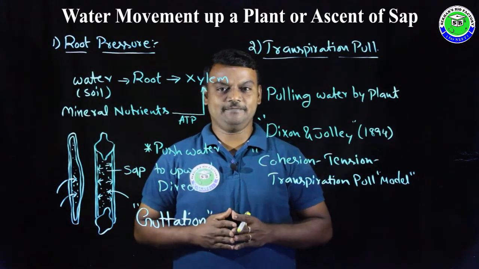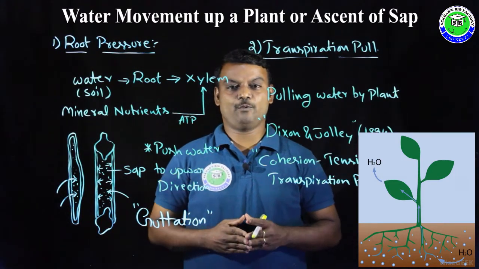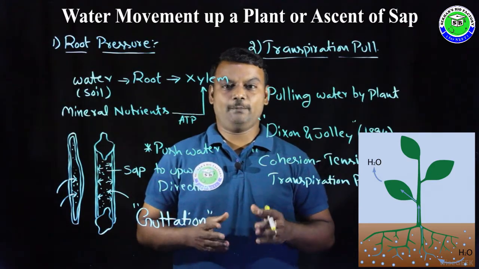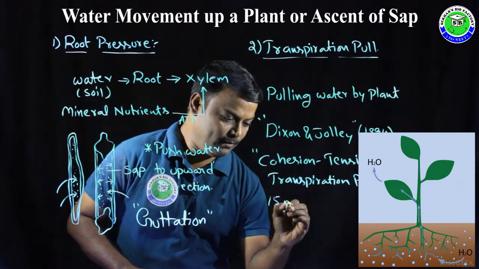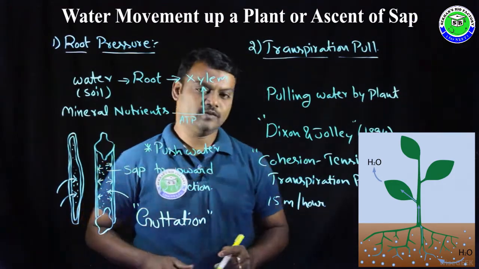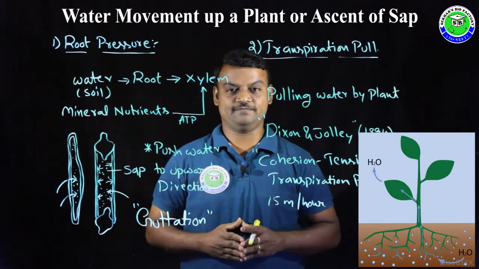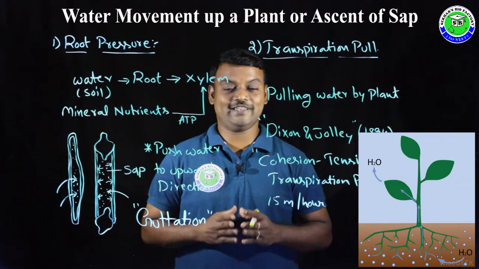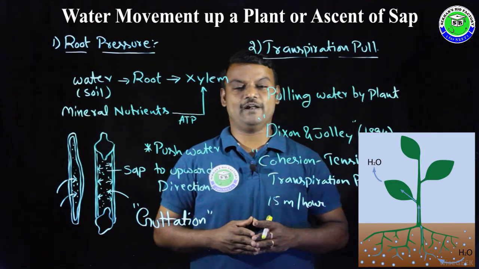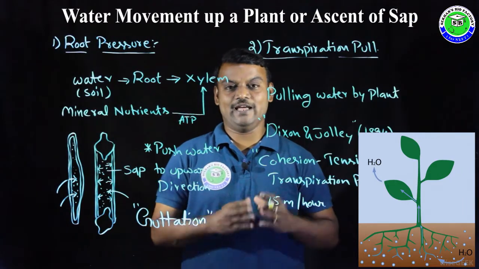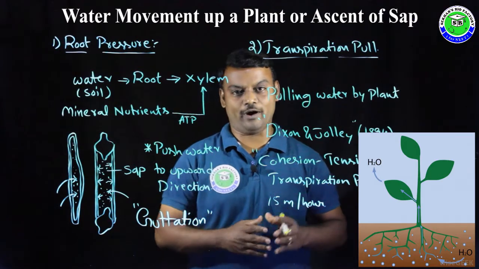So according to this theory, the transpiration which is performed by the leaf plays a major role in the transportation of water over long distances. With the help of transpiration, water can be transported in xylem at 15 meters per hour. So this water movement takes place with the help of transpiration. Transpiration is a physical process. In this, the water is evaporated from the leaf surface into the atmosphere based on concentration gradient, and this transpiration plays a major role in the long distance transportation of water.